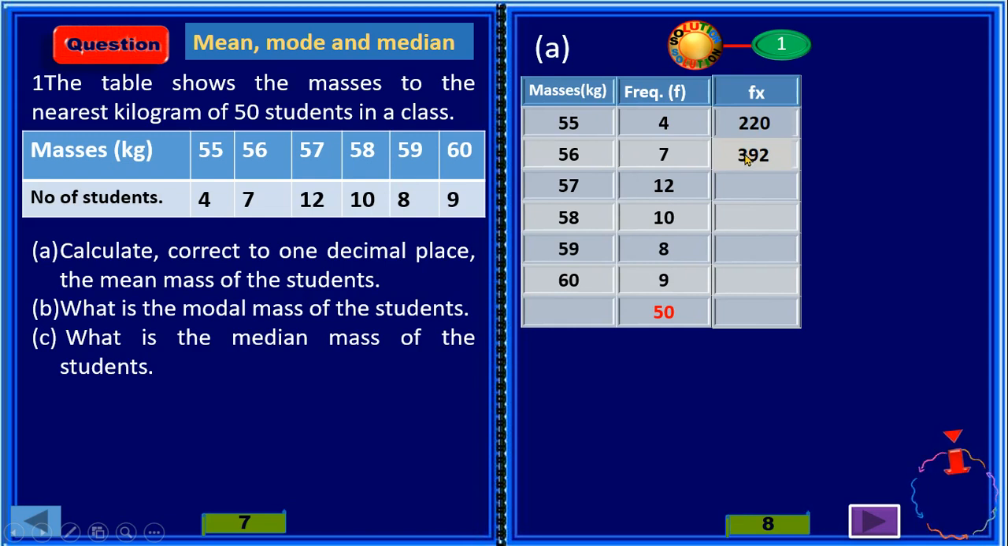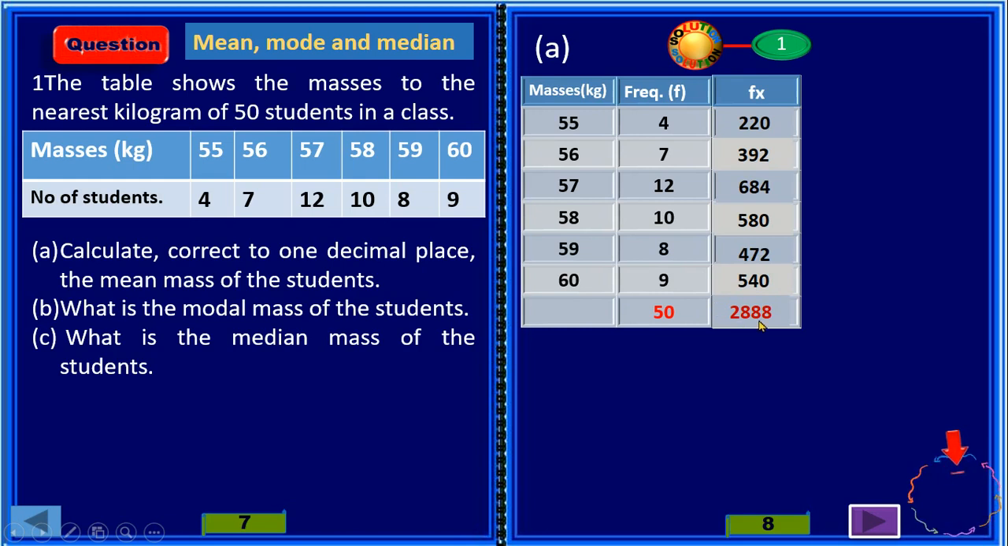56 times 7 will give us 392. 57 times 12 will give us 684. 58 times 10 will give us 580. 59 times 8 will give us 472. 60 times 9 will give us 540. Using calculator, we can add this column. 220 plus 392 plus 684 plus 580 plus 472 plus 540 will give us 2,888.